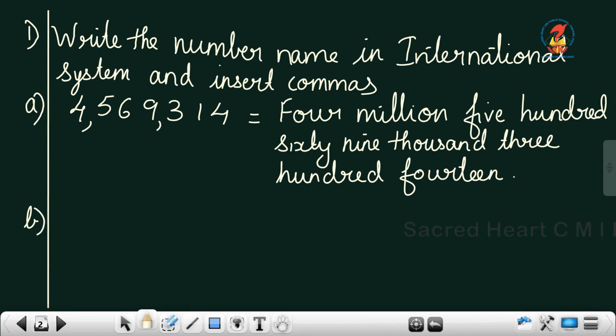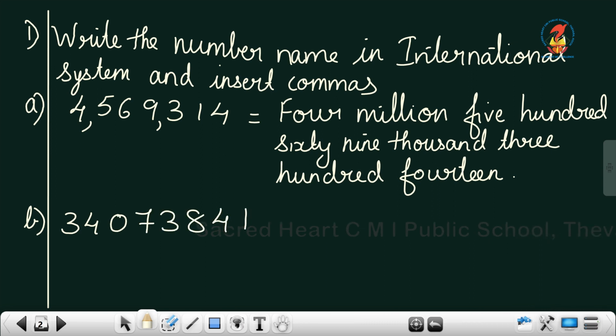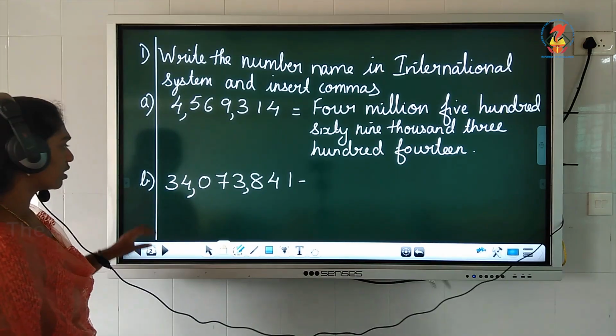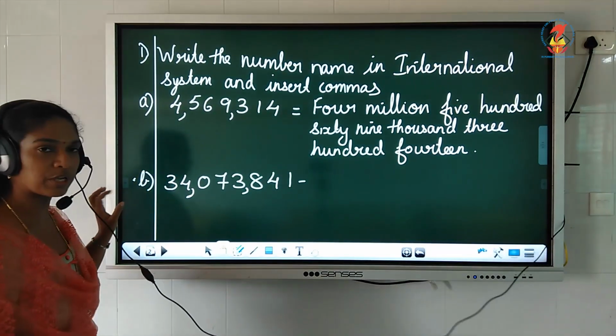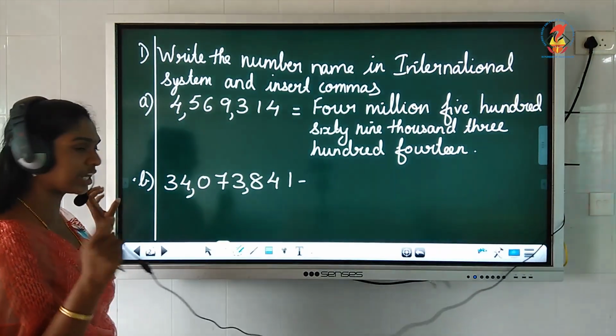Question B. 3, 4, 0, 7, 3, 8, 4, 1. First you insert the comma, starting from the last, 1, 2, 3, comma, 1, 2, 3, comma. Okay, so ones period, thousands period, millions period. Now, in the millions period, you have 2 numbers. So, read the number together.